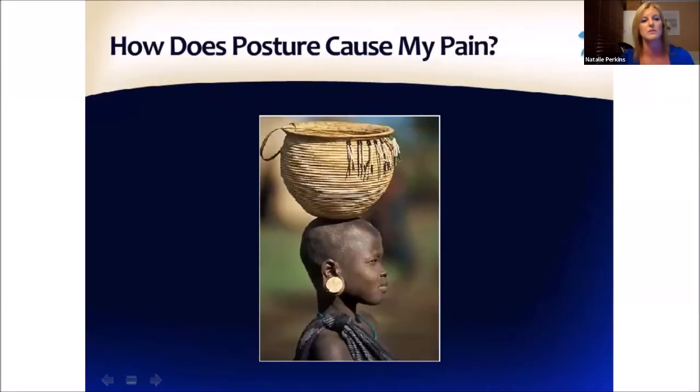Now, one of the things that we commonly talk about is posture. I certainly have had many patients present to the clinic saying, oh, I know my posture's bad, and there's this silent, but surely that can't be why I'm in pain. Well, from my perspective, posture is a huge component of why potentially somebody might be in pain.